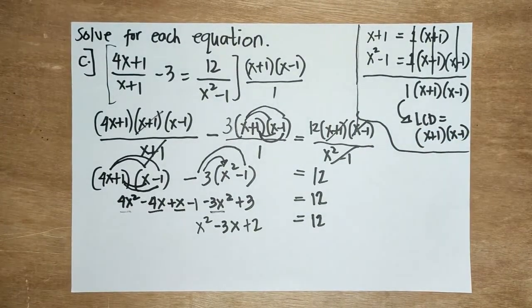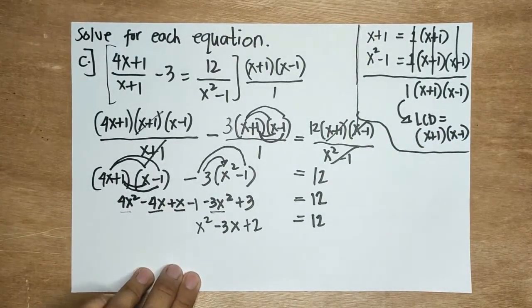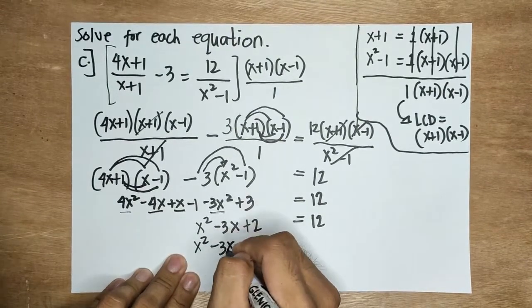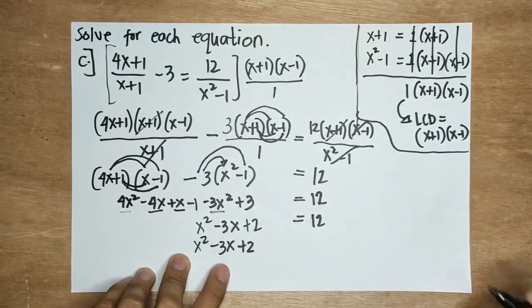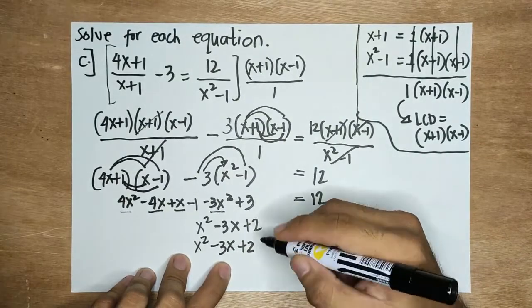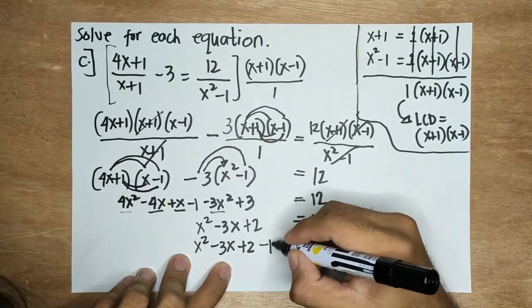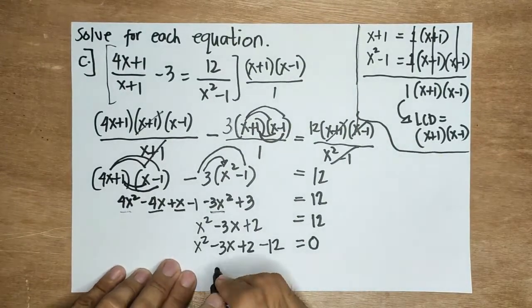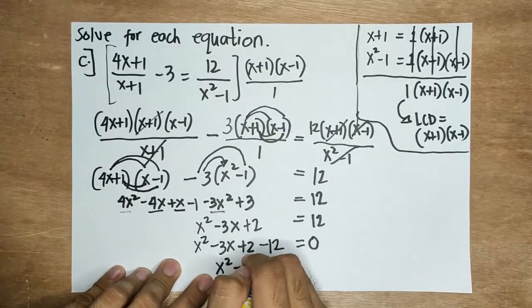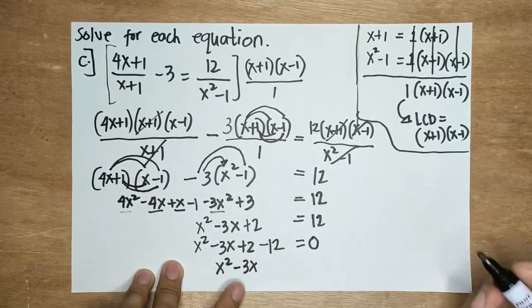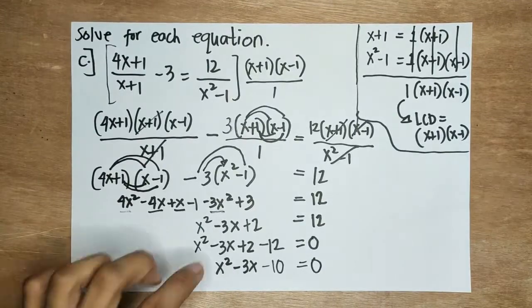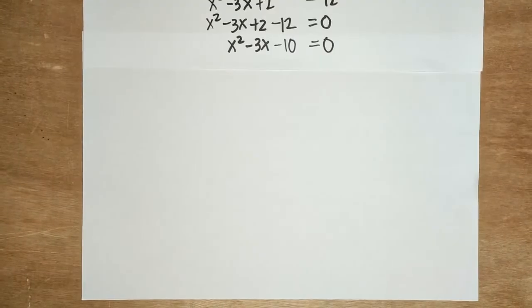So continuing the process, we transpose positive 12 to the left. We have x squared minus 3x plus 2, and then this will be negative 12 is equal to 0. So simplifying further, we get x squared minus 3x. 2 minus 12 is negative 10 is equal to 0. Okay, so it gave us a quadratic equation.